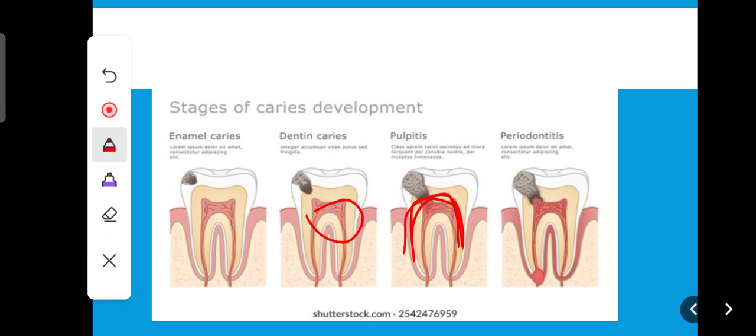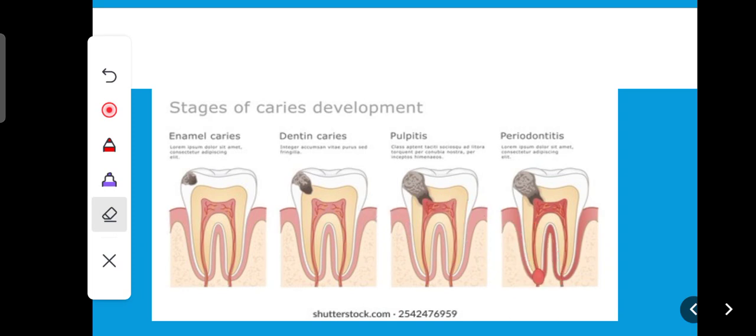And all this surrounding tissue, the bone, the gingiva, this all constitutes the periodontium. And if infection spreads into the apical area, it results in apical periodontitis, and it is very very painful.